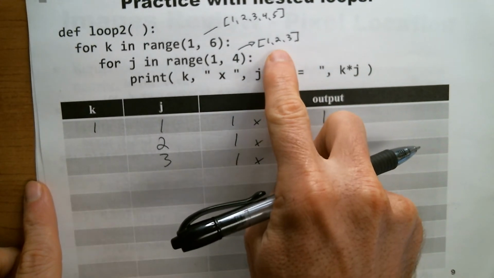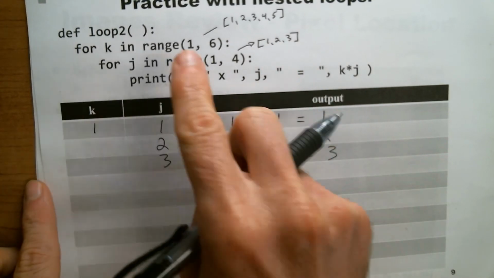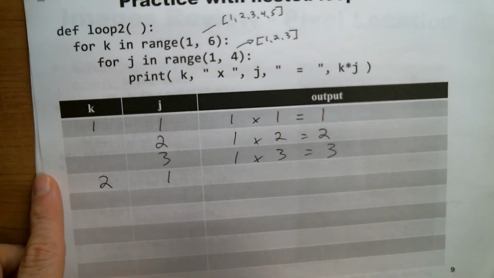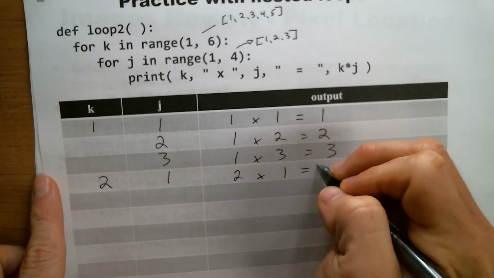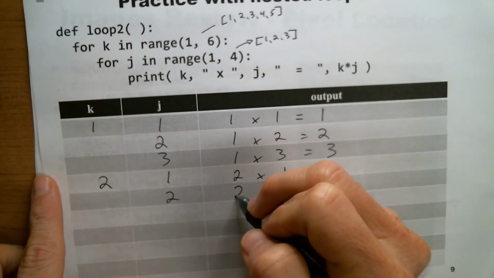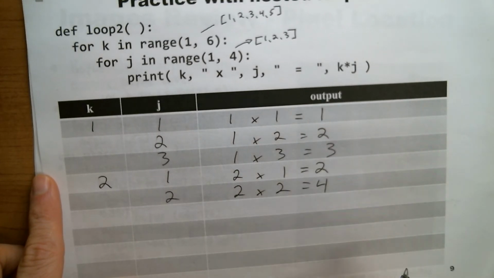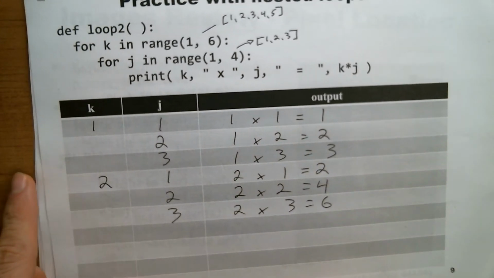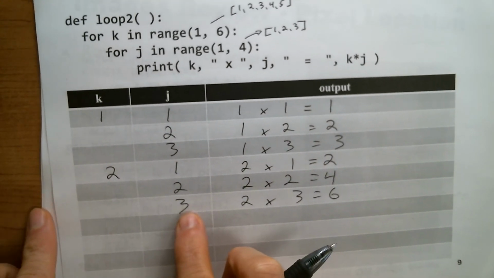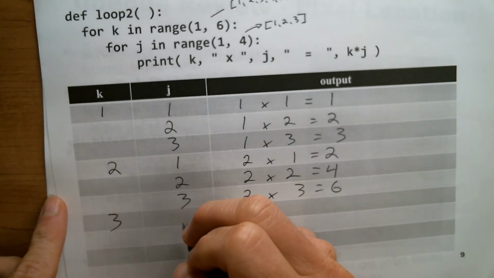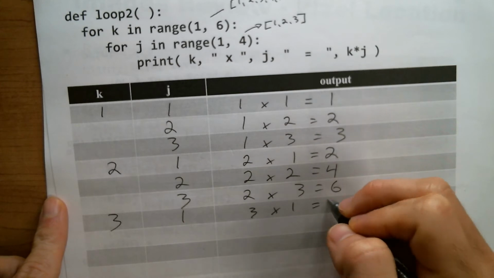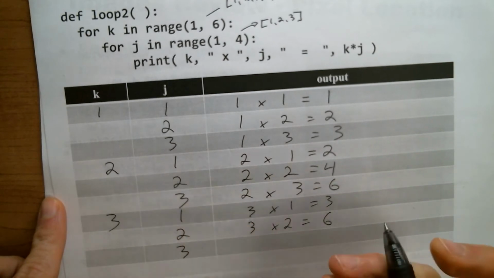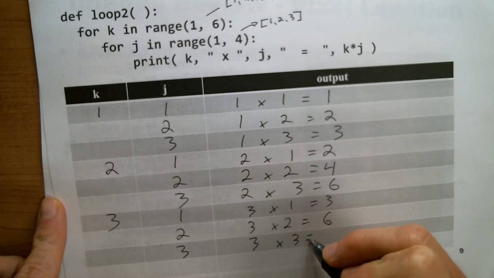At this point, the inner loop has finished. So now we go back to the outer loop, and we're going to get 2. The inner loop's going to go back to 1, and we get 2 times 1 equals 2. Then this goes to 2. 2 times 2 equals 4. Then this goes to 3. 2 times 3 equals 6. Again, at this point, the inner loop has finished. So now we're back to the outside. 3 times 1 equals 3. 3 times 2 equals 6. 3 times 3 equals 9.